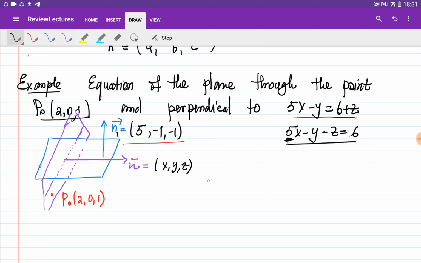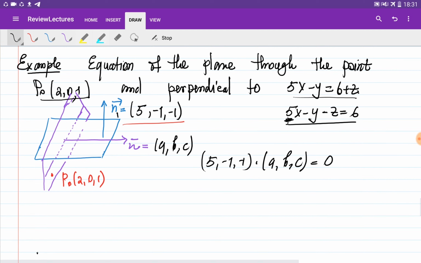So what we need to do is multiply the 5, minus 1, minus 1 by the components of, let me denote this as a, b, c as usual, and this should be equal to 0. So let me multiply this. This is going to be 5a minus b minus c, and this is going to be equal to 0. So I got 3 unknowns in one equation.